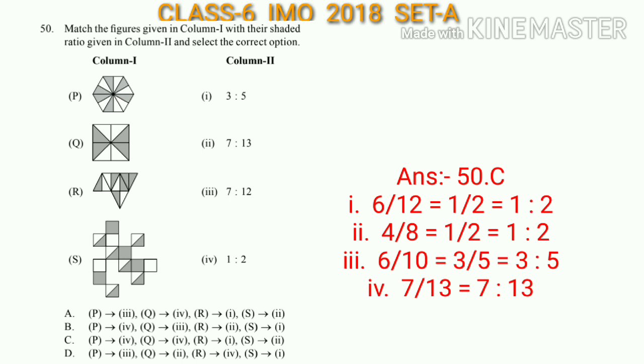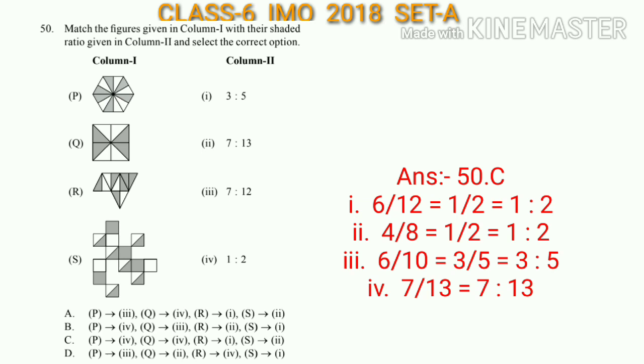Now in Q, the total number of parts is 8 and the number of shaded parts is 4. So 4 by 8, it will be 1:2. Now R, the total number of parts is 10 and the number of shaded parts is 6. So 6 by 10, it will be 3:5. Similarly in S, the total number of parts is 13. The number of shaded parts is 7. So the fraction is 7 by 13. The ratio will be 7:13. So the answer will be option C.